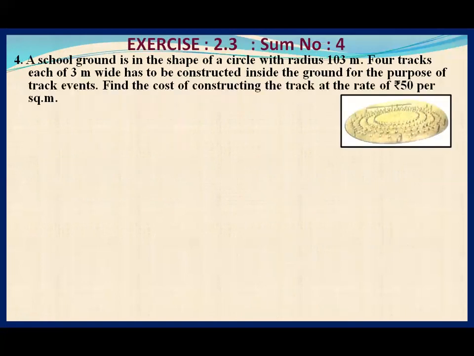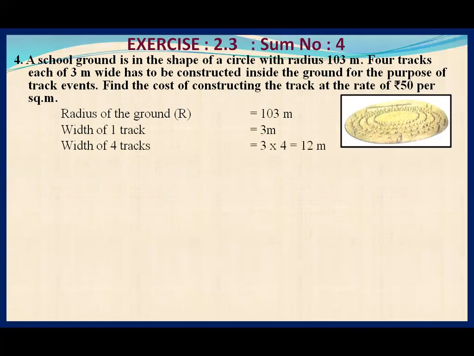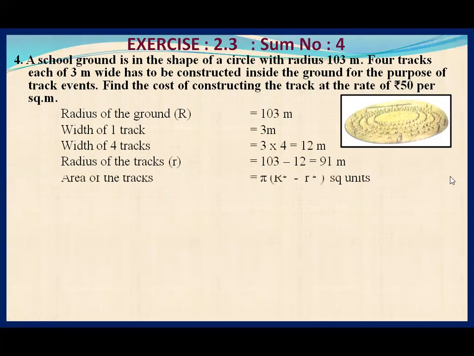Next, you have a school ground in the shape of a circle with radius 103 meters. 4 tracks, each of 3 meters wide, have to be constructed around the ground for the purpose of track events. Find the cost of constructing the track at the rate of 50 per square meter. So first, let's find the area of the tracks. The radius of the ground is 103 meter. Width of one track is 3 meter. Here 4 tracks are laid, so width of 4 tracks is 12 meter. So to get the radius of the inner circle, it is 103 minus 12, which gives you 91 meters.